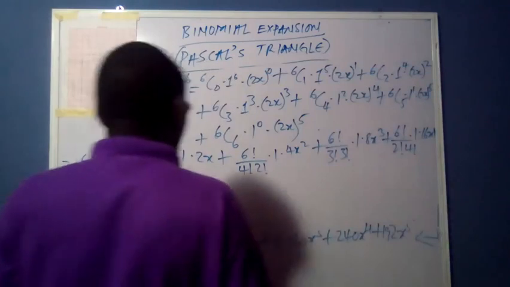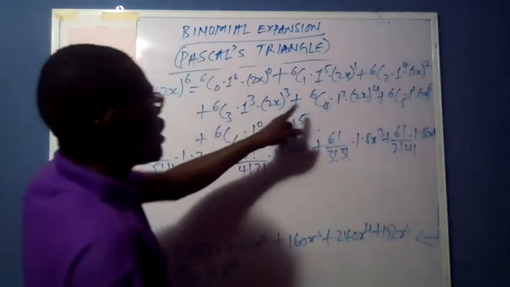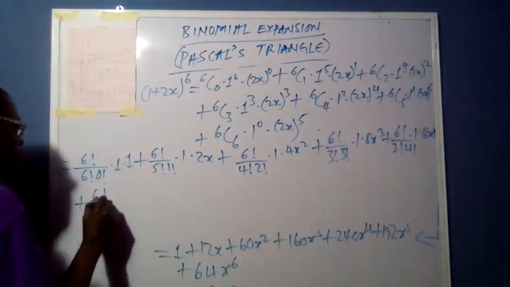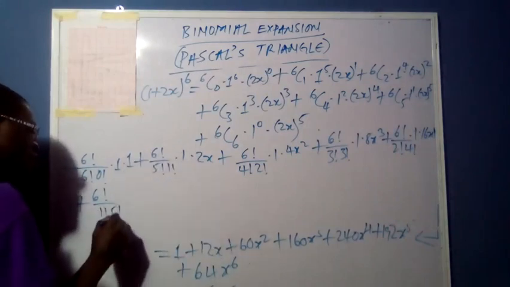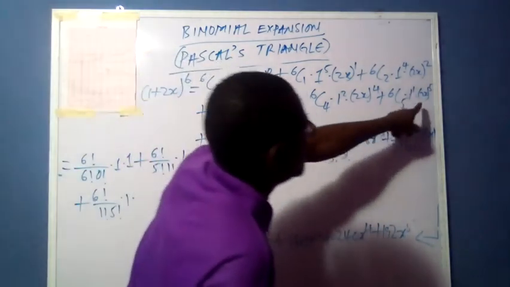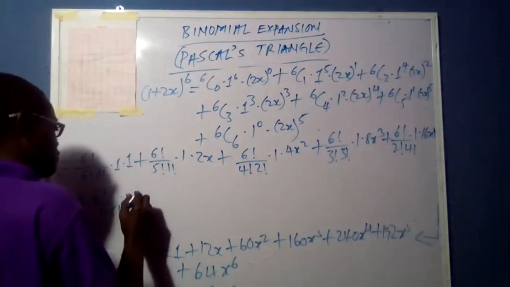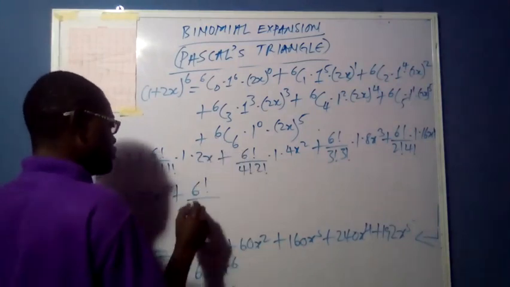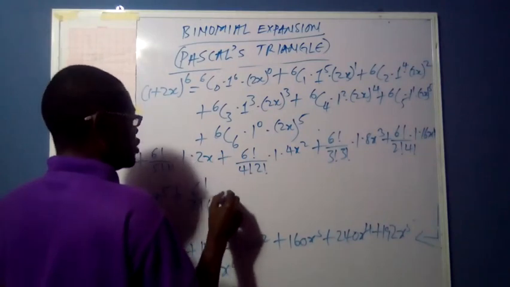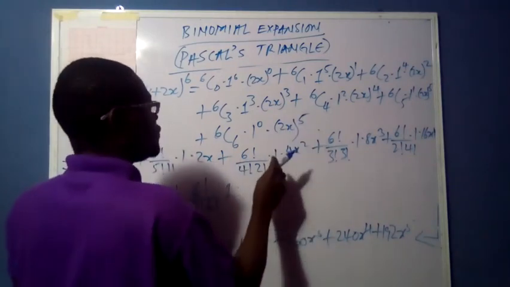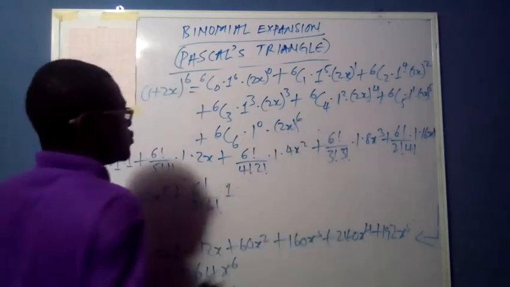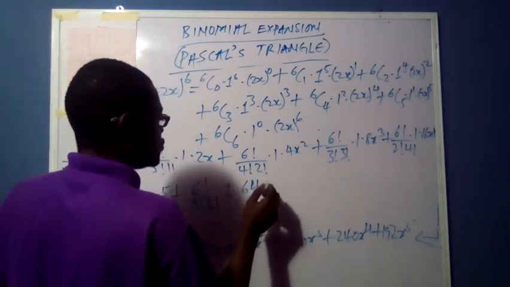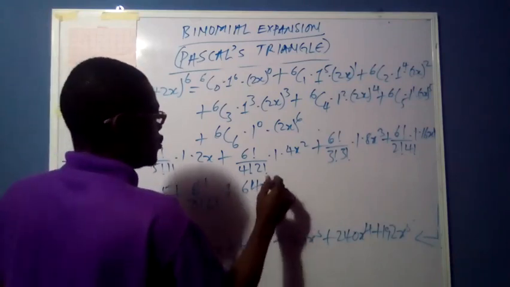Plus the next one, 6 combination 5, which is 6 factorial over 1 factorial, 5 factorial, times 1 times 2 raised to the power 5, which is 32, so 32x to the power 5, plus 6 factorial over 0 factorial, 6 factorial, times 1 raised to the power 0, which is 1, multiplied by 2 raised to the power 6, that's 64, so 64x raised to the power 6.